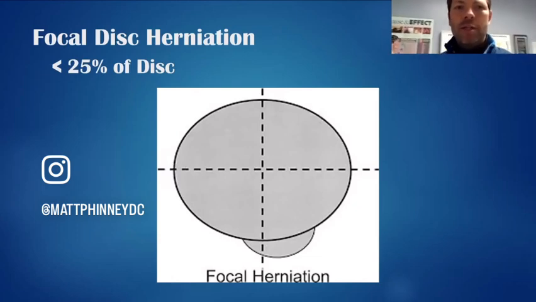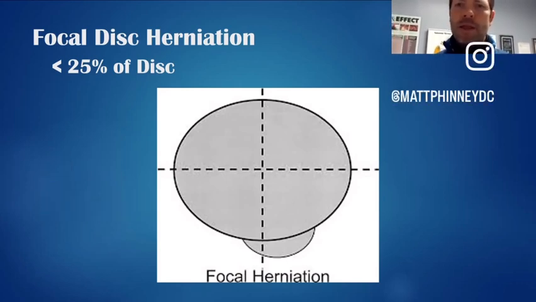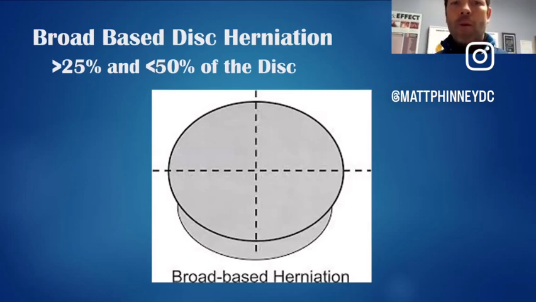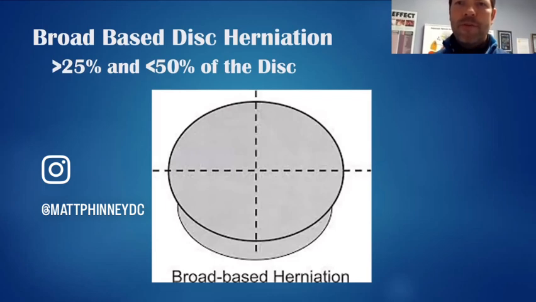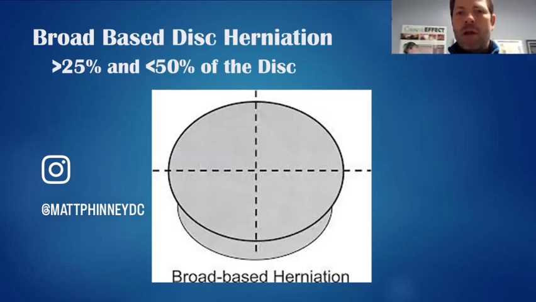Focal disc herniation. That means less than 25% of the disc is going out above or beyond the end plate material. That's a focal disc herniation. A broad-based herniation is greater than 25% but less than 50%. Over 50% is a bulge, so 25 to 50, we're calling that a broad-based disc herniation.